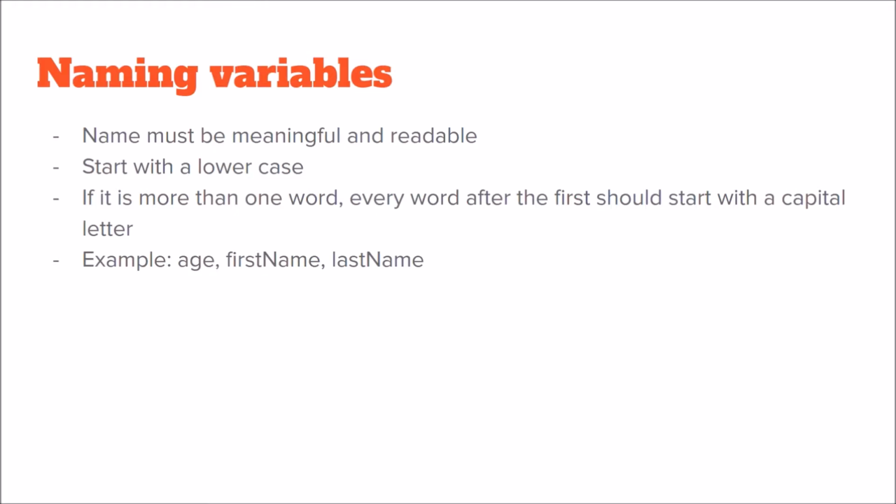Now, naming variables, how do we name them? Well, we have to name them with meaning, and they have to be readable. They have to start with a lowercase, and if it's more than one word, every word after the first word should start with a capital letter. Example like age, that's only one word, and it should start with lowercase. First name, first word, first has a lowercase, name is uppercase, and last name.